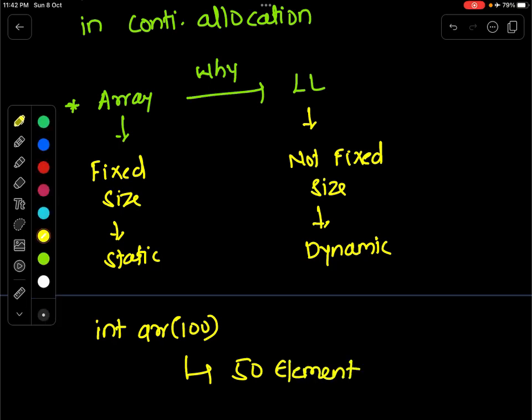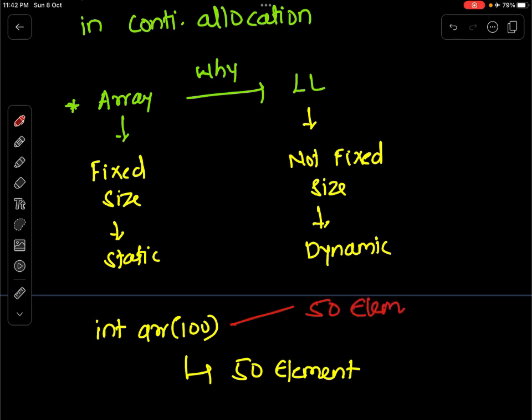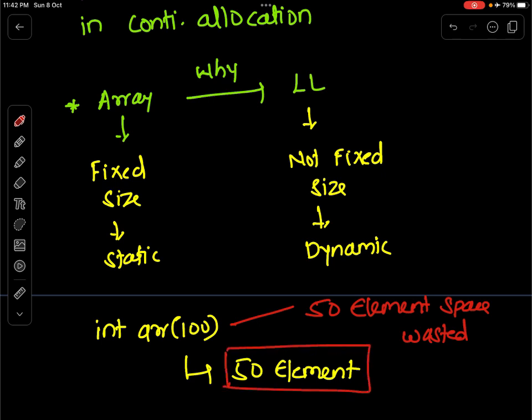The point is the remaining 50 element space is wasted, isn't it? Because I'm saying that the 100 elements are present, but unfortunately we are having just 50 elements. So the remaining 50 elements will be wasted. The space of 50 elements will be simply wasted.